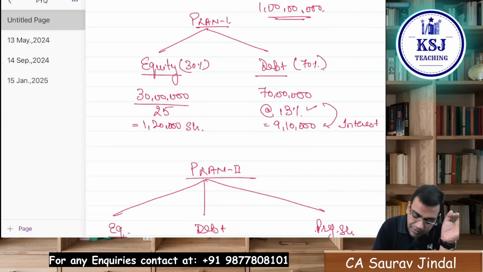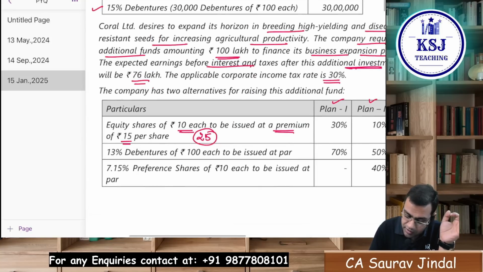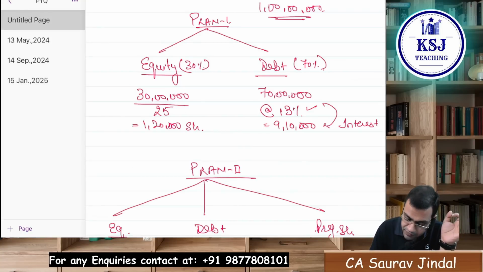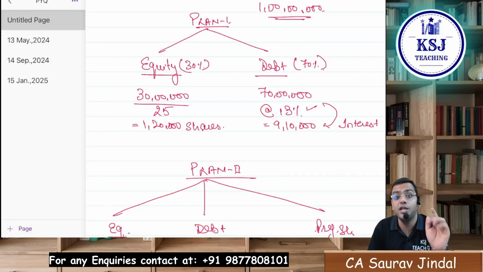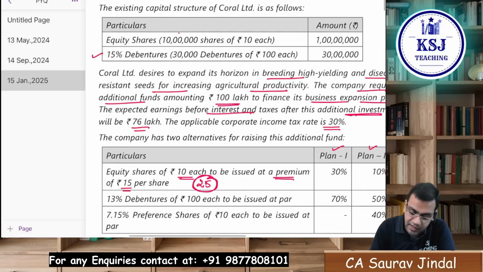The number of shares will be 30 lakhs divided by 25 rupees. This will give me 1,20,000 shares. New shares will be issued. Existing shares we have are 10 lakh shares, and 1,20,000 new shares will be issued.